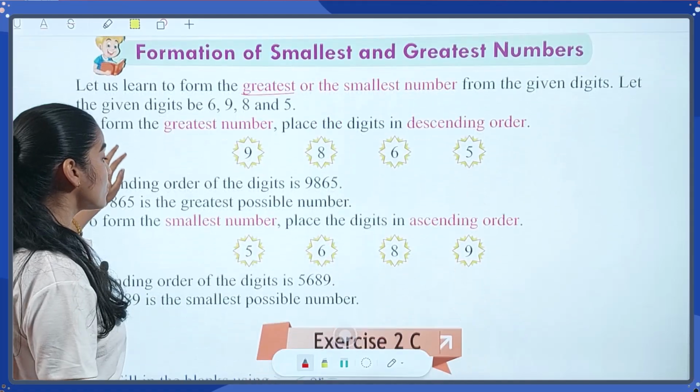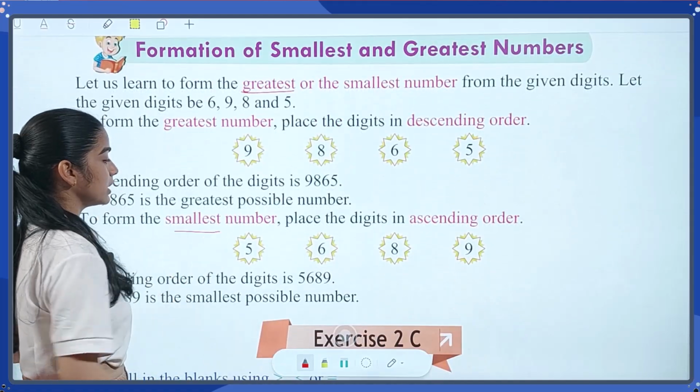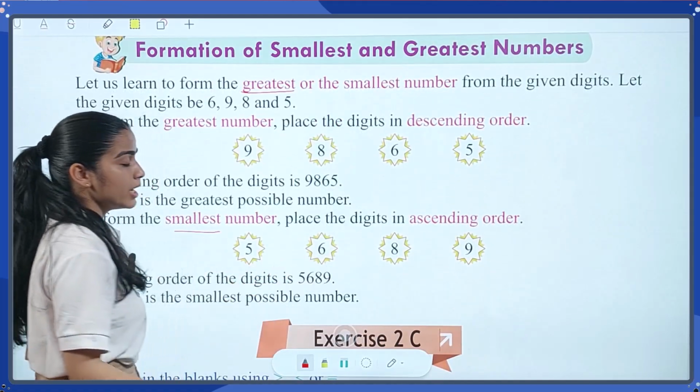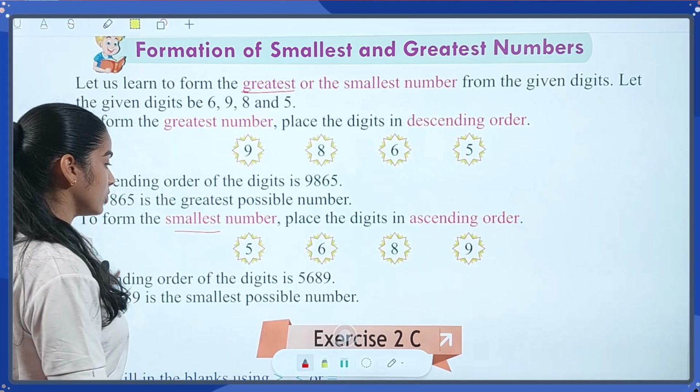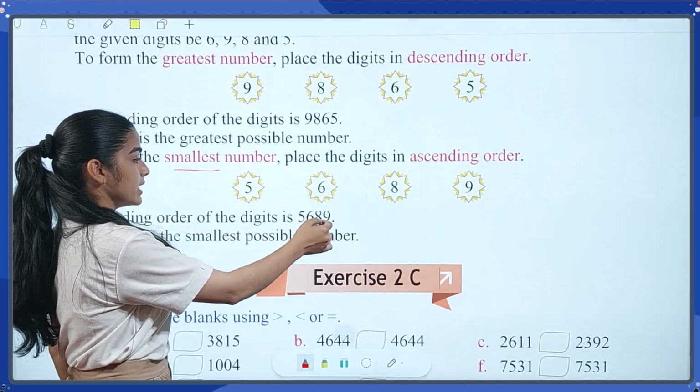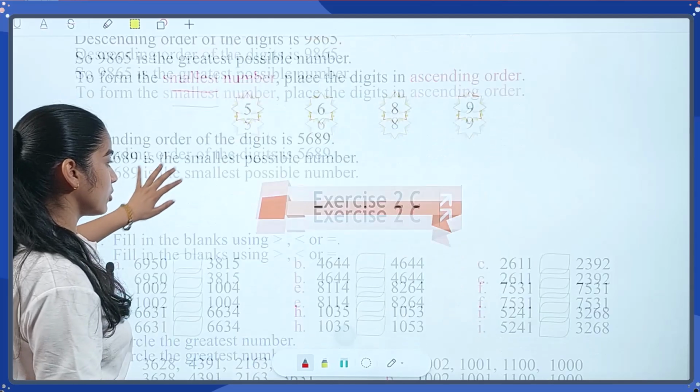Okay. And if you want to make the smallest number, then you have to arrange these numbers into the ascending order. So 5, 6, 8, 9 is the ascending order of this number.